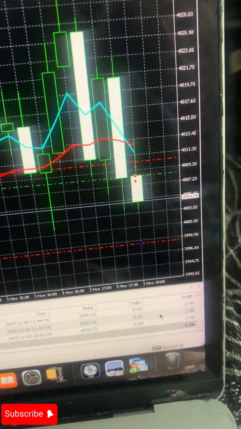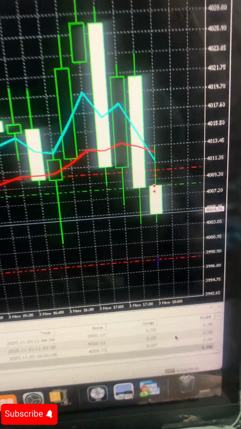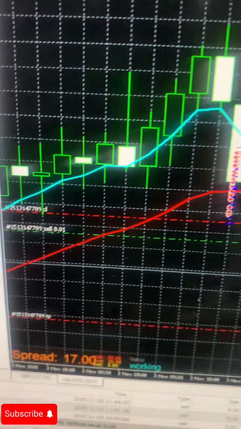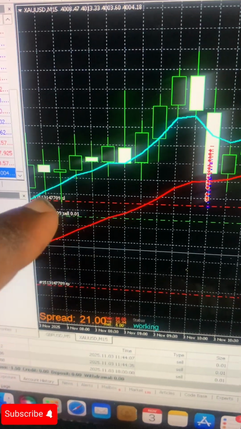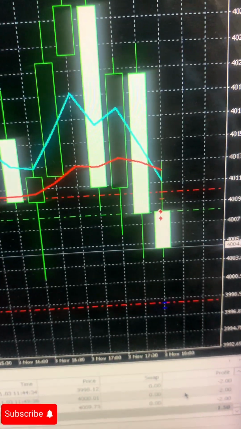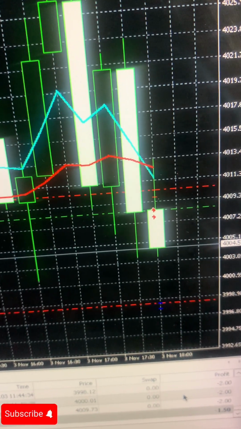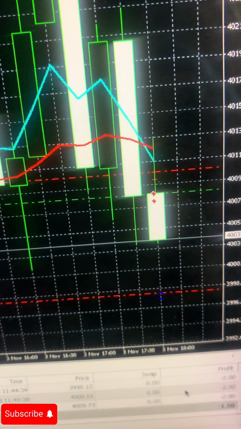After that candle, it entered the sell again. See it sell. And look at where the TP is, look at where the stop loss is. Stop loss is here, it's entry, TP. So the stop loss is $2 and then the TP is $10. So let's see how it's going to go.